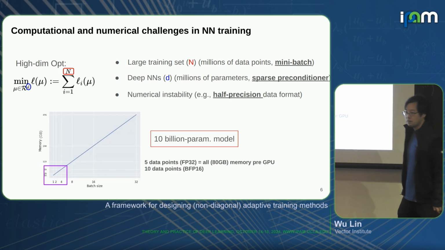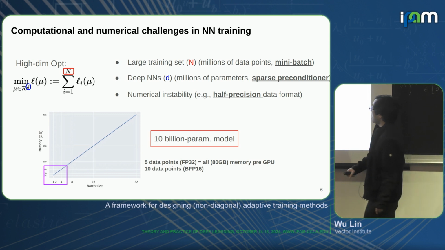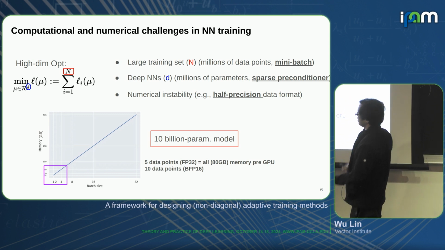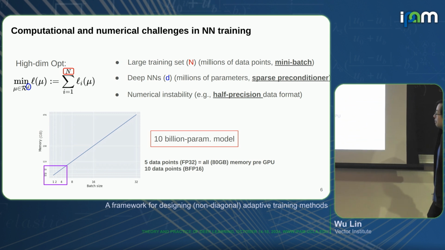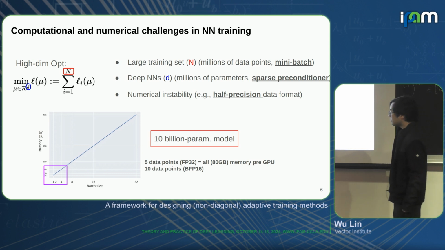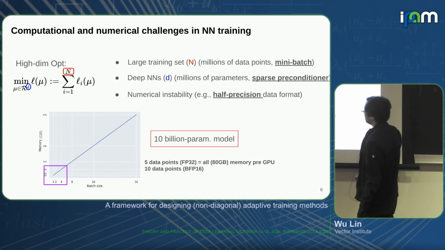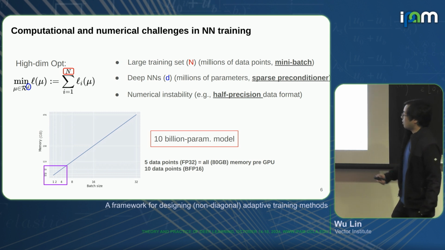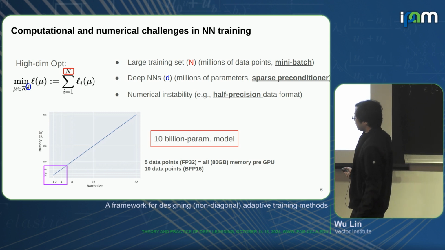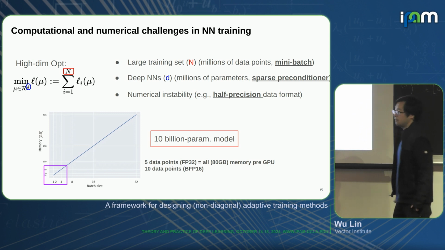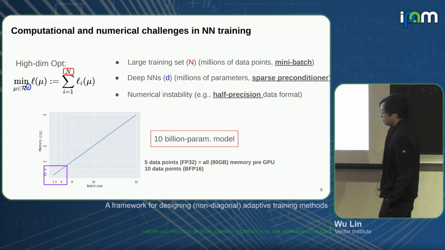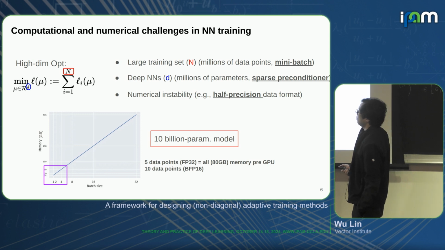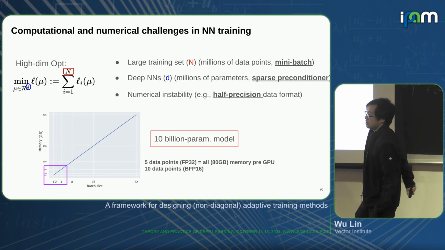Last but not least, we are compelled to use a half precision or maybe low precision data format because of the capacity of GPU memory. For example, consider a model with 10 billion parameters. We can only load 5 data points onto the GPU if we're using single precision. But if we're using half precision, we can load 10 data points onto our GPU memory.